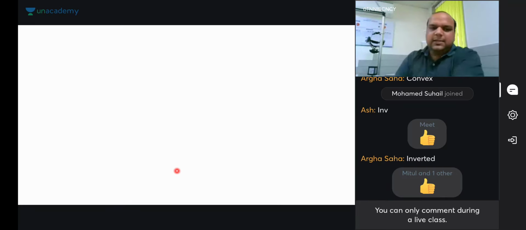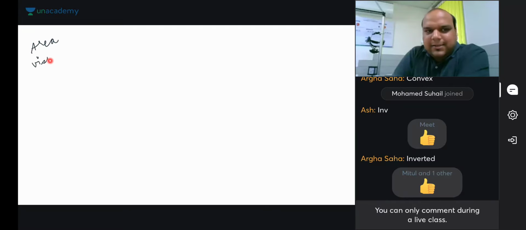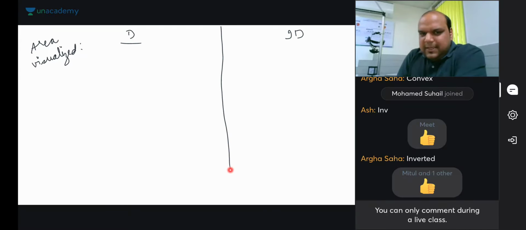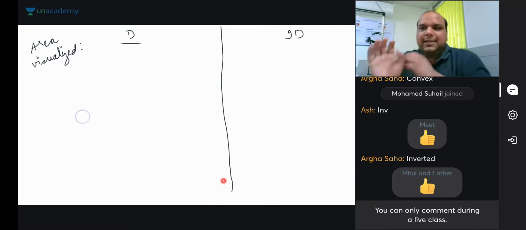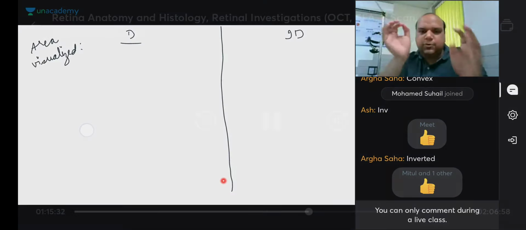Now, if I move on, the next important point that I want to differentiate is what is the area visualized. Now, this is something that we want to understand. If we understand this, this becomes easier to answer. Again, this is direct, this is indirect ophthalmoscopy. So what is the area visualized? Now, what do I mean by area visualized? See, I said ophthalmoscopy is a view of the fundus.